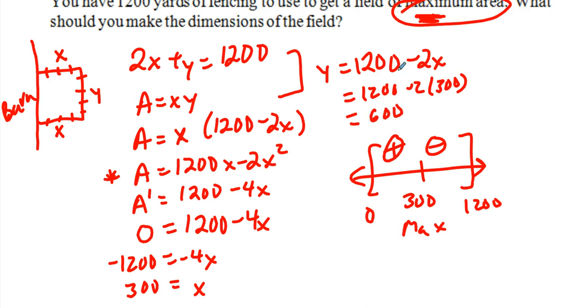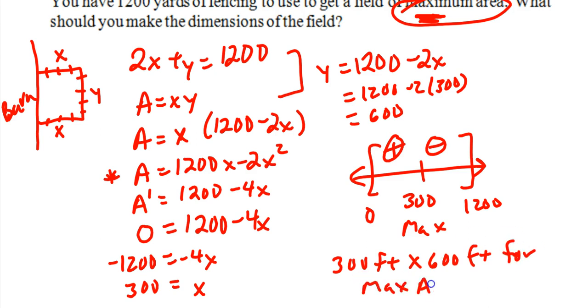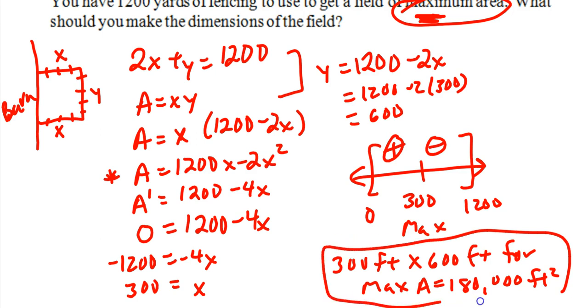So let's go ahead and answer the question. You don't necessarily have to use a fencing, but it says, what should you make the dimensions of the field? So it should be 300 feet by 600 feet. And I'll go ahead and say for maximum area. And to find that, we would use A equals x times y. So 600 times 300, that's going to give us 180,000 feet squared. And I didn't ask for that. I'll go ahead and add that in there.